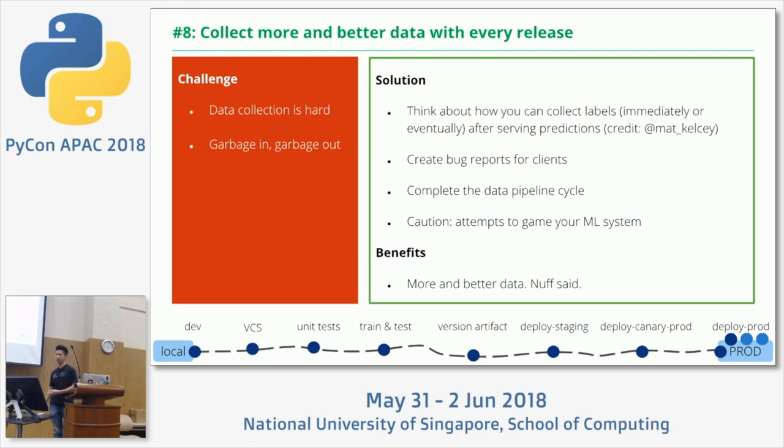We get better models. And so you can create bug reports for your clients, maybe a vote up, vote down, things like that. Create a feedback channel for your clients or users to generate better training data for you. So a word of caution here is to be aware of attempts to game your machine learning system. If some bad guy wants to skew your data, he can do it. So maybe try rate limiting or random sampling, things like that. And so the idea is to complete the data pipeline cycle and keep iterating.